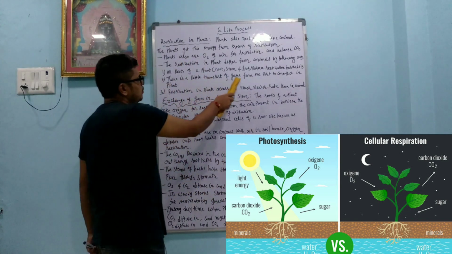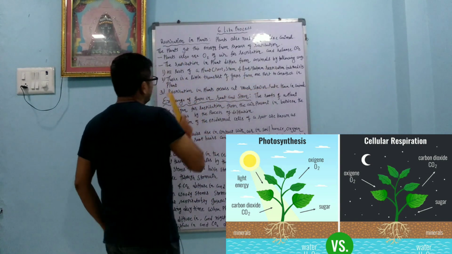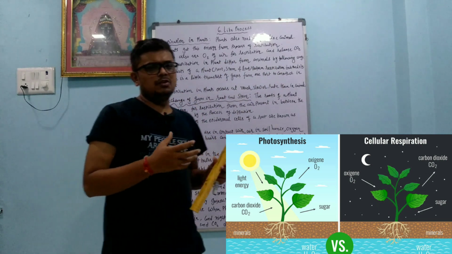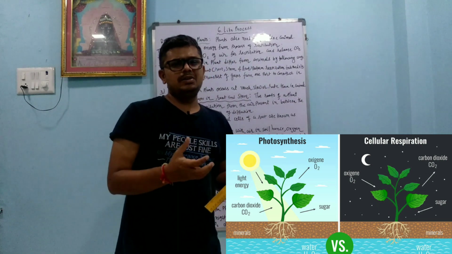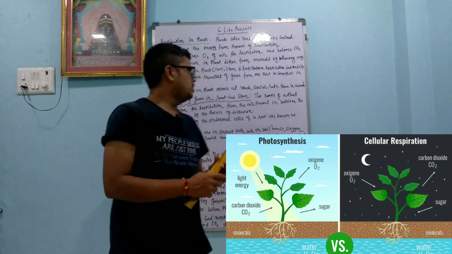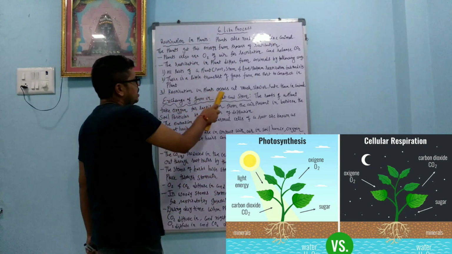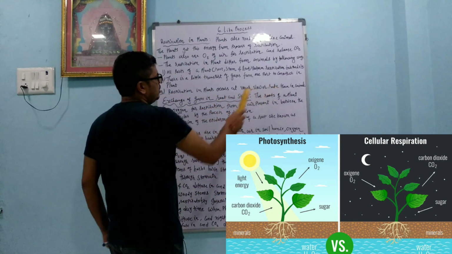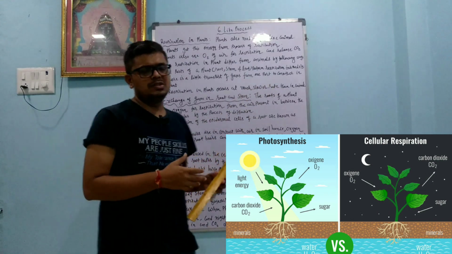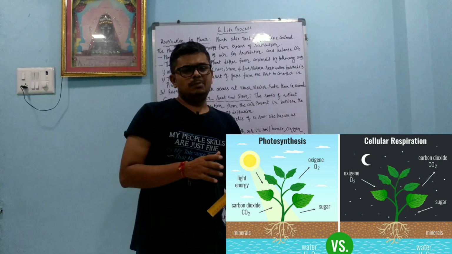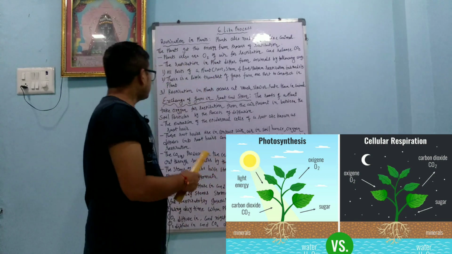There is little transport of gases from one part to another in the plant. So diffusion of oxygen and carbon dioxide gases takes place in the plant from one part to another part. Respiration in plants occurs at a much slower rate than in animals. So the respiration process is slow compared to animals.